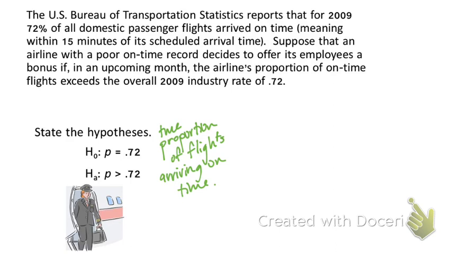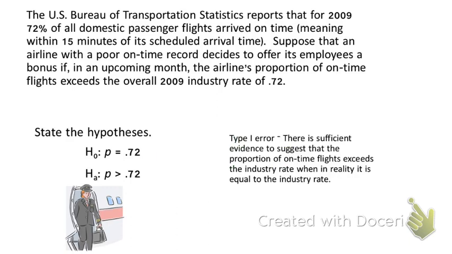Now, I want you to fill in type 1 and 2 errors. Try it on your own. You can refer to the script. You're filling in the null and the alternative. So type 1, we say there is sufficient evidence that it exceeds 72%, or exceeds the industry rate, when in reality it's equal to 72%, equal to the industry rate.